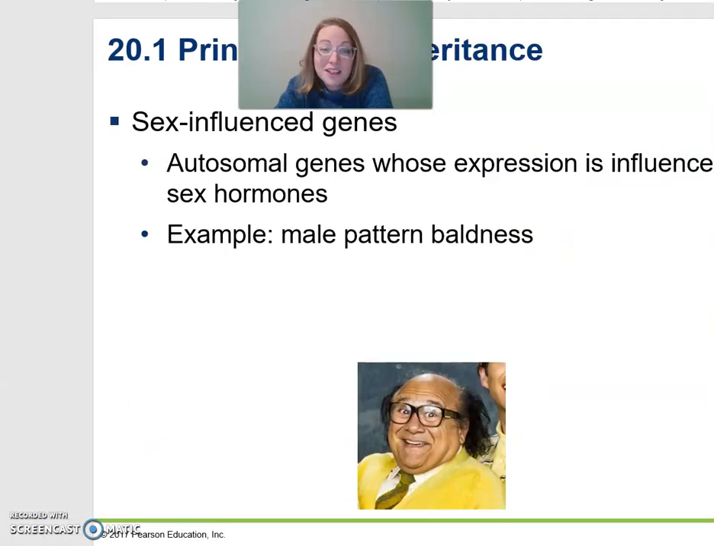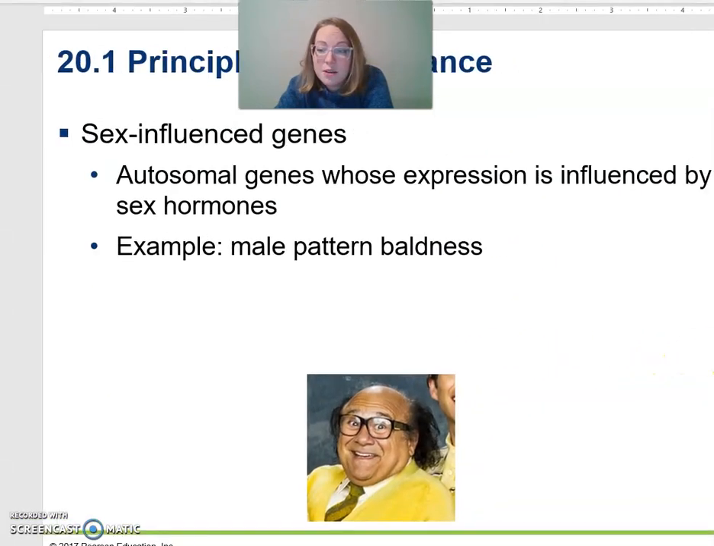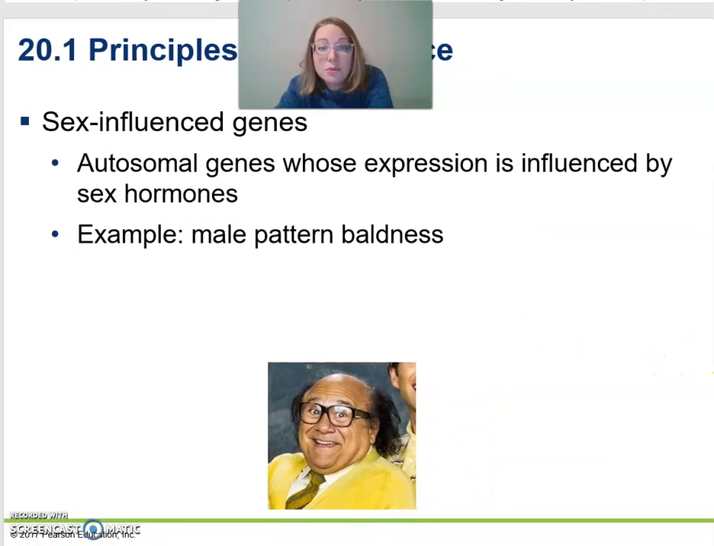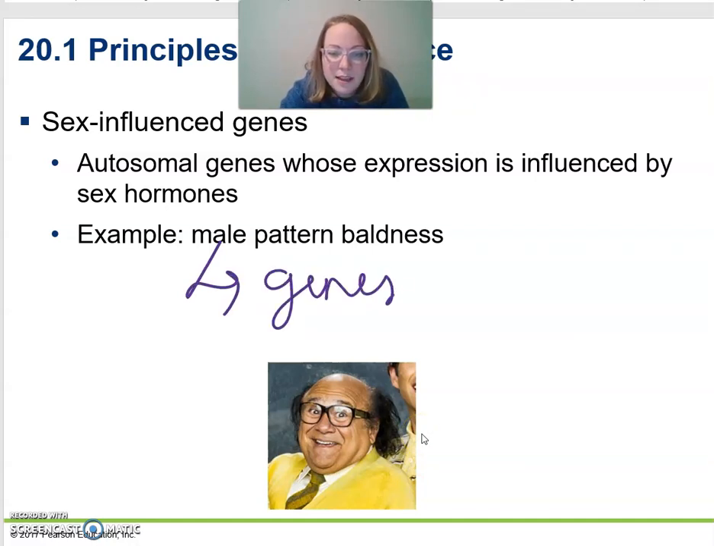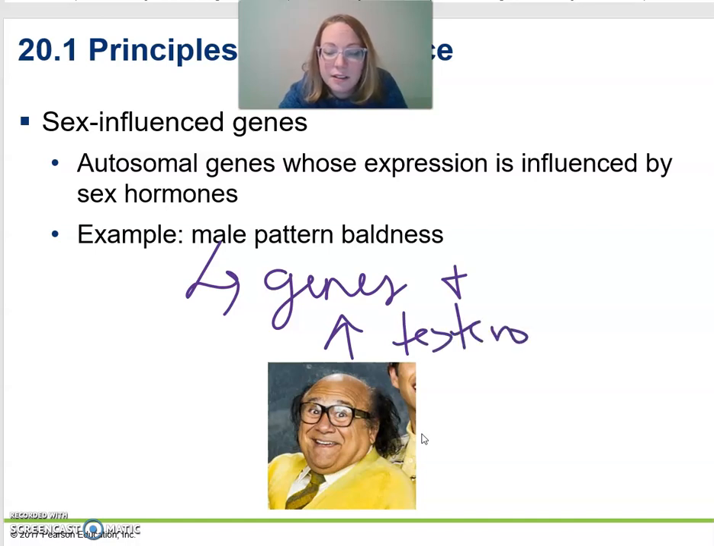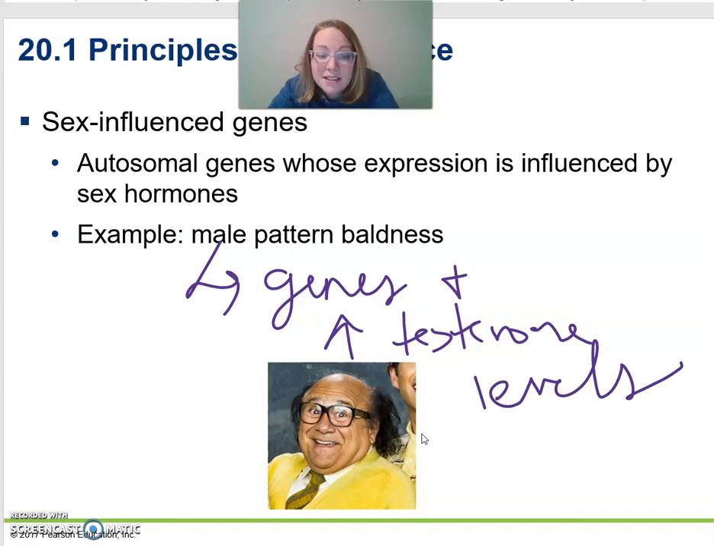And then a really fun thing is sex-influenced genes, where you have to have the genetics and also hormones. So an example is male pattern baldness, or Frank baldness, so that's Frank from It's Always Sunny. So there you need the genes for balding and high levels of testosterone. So that's exciting. Okay. And that is the end of this brief tour of genetic inheritance.